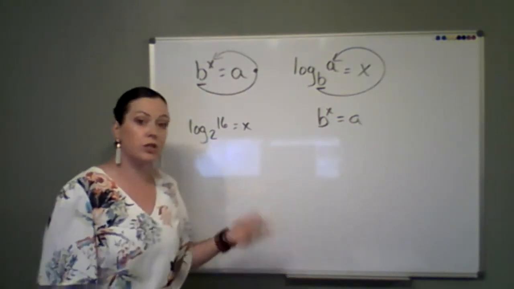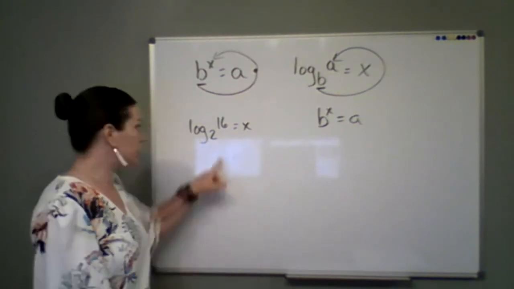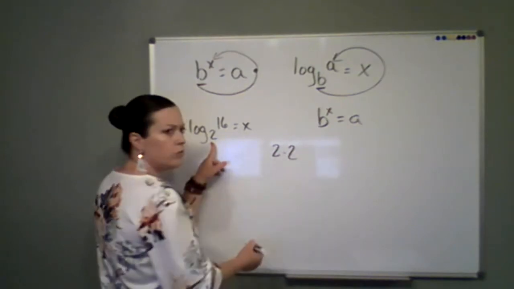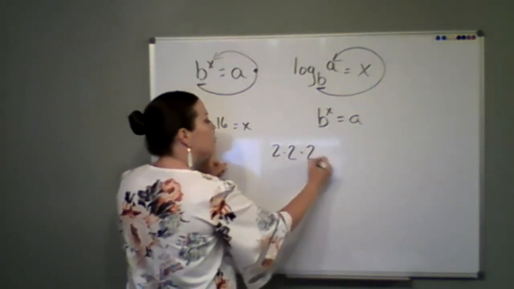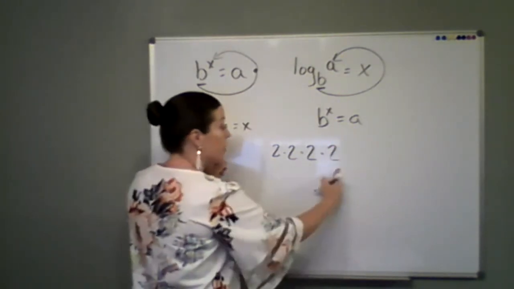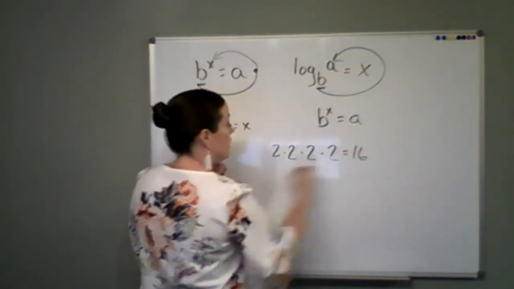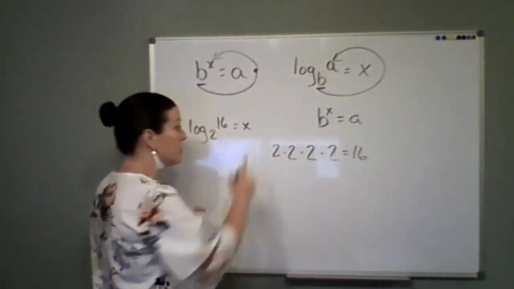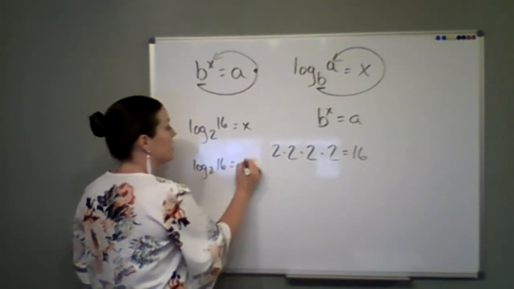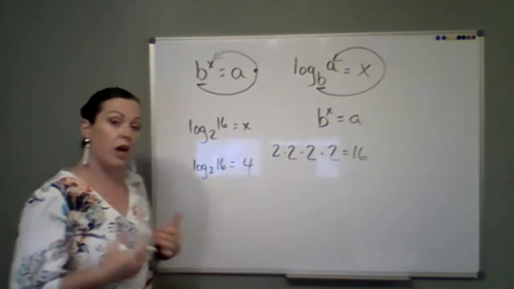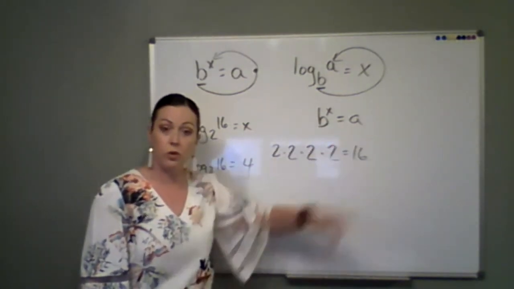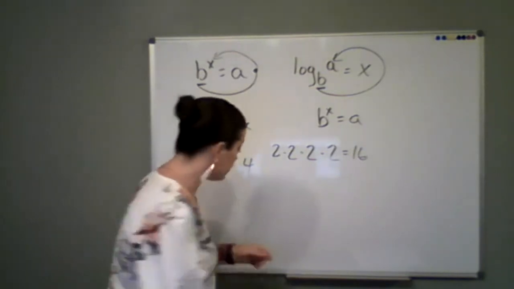So in order to actually solve a logarithm, you can do it two ways. You can start multiplying 2 out. Well, 2 times 2 is 4, times 2 is 8, times 2 is 16. There we go. So I had 4 twos being multiplied, so my solution to the log 2 of 16 is going to be 4. The other way you can do it is you rewrite the logarithm in exponential function form and then use the property of like bases.